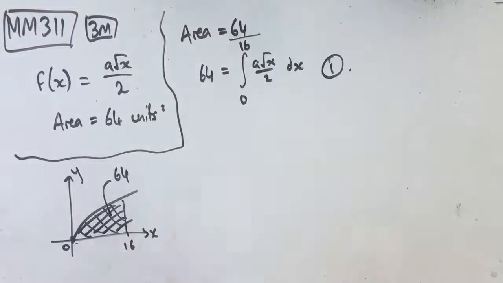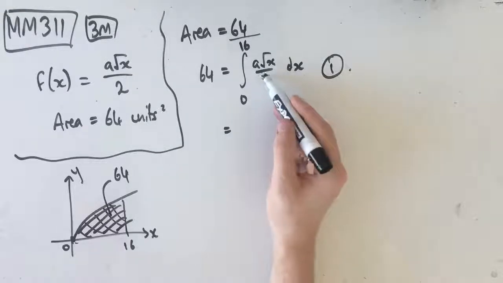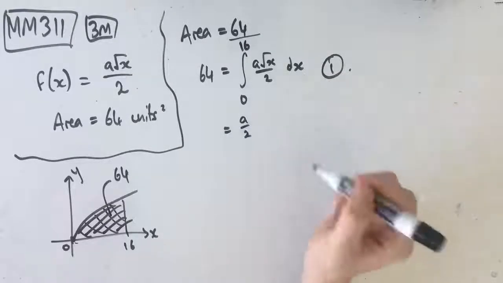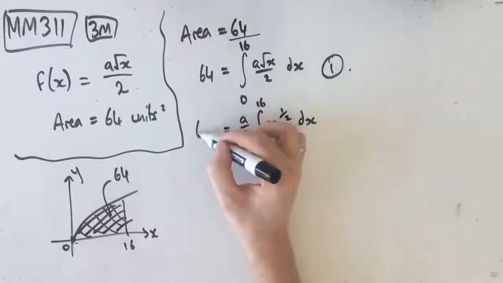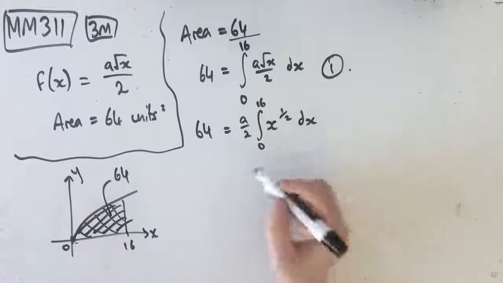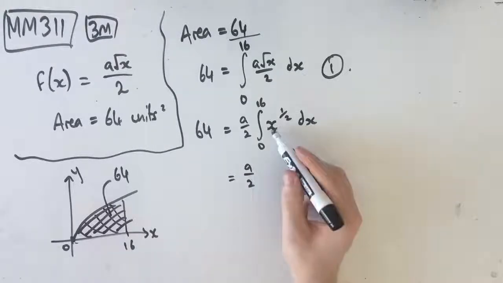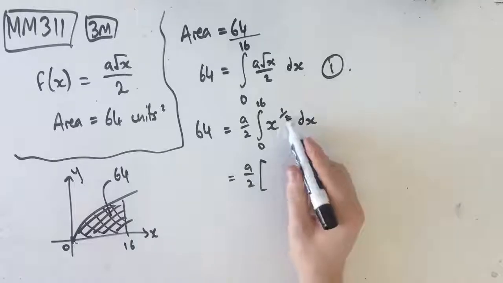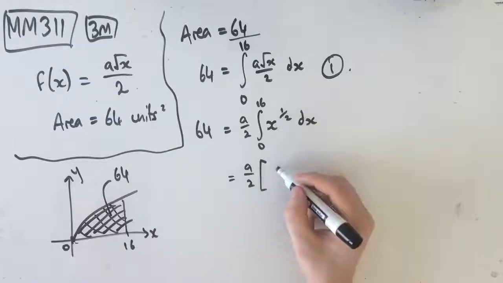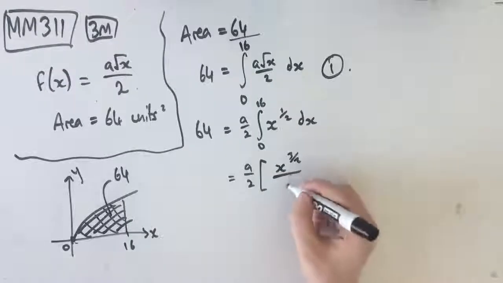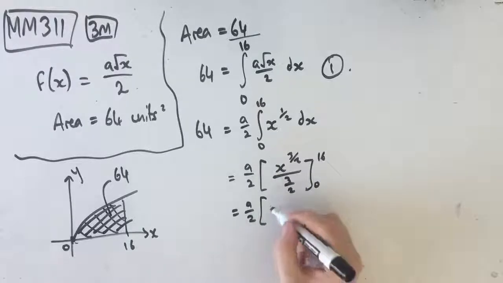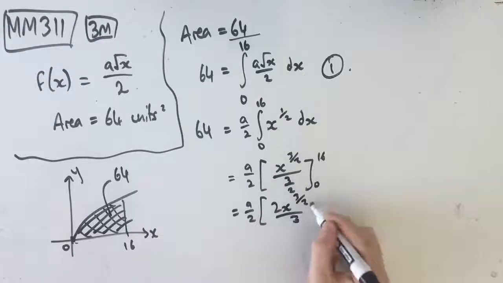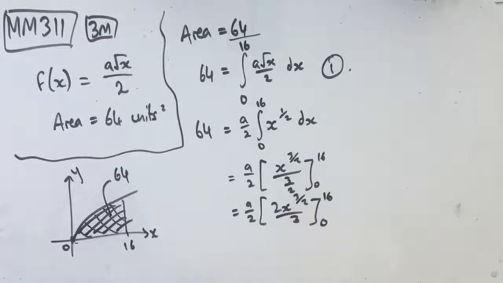That's our first mark. Now, from here, a on 2 is a constant, okay? So I'm going to take a on 2 out the front, times the integral from 0 to 16 of root x. Root x is the same as x to the power of a half, so I'm just going to convert that now. Awesome. So from here we can leave that a on 2 out the front and integrate x to the power of a half. We add 1 to the power, so we get x to the power of 3 on 2 over 3 on 2, from 0 to 16. Just simplifying this, we get 2x to the power of 3 on 2 over 3 from 0 to 16. Fantastic.